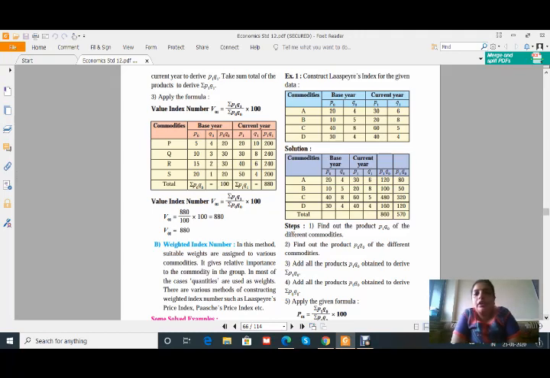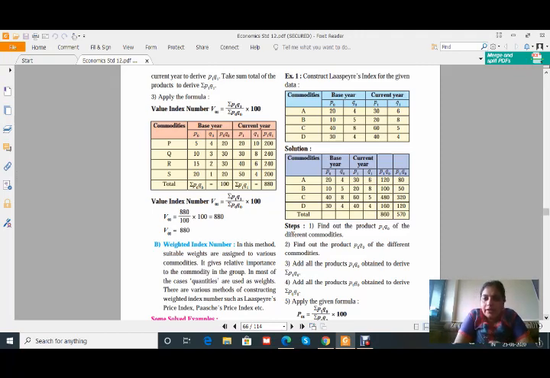For the current year, again we follow the same pattern. 20 multiplied by 10 gives us 200. 30 multiplied by 8 is 240. 40 into 6 is 240, and again 50 into 4 is 200. We have to take the total of this, so it will give us summation of P1 Q1. So value index number V01 is 880 upon 100 into 100, that will give us 880. This is the simplest method of calculating the index number.